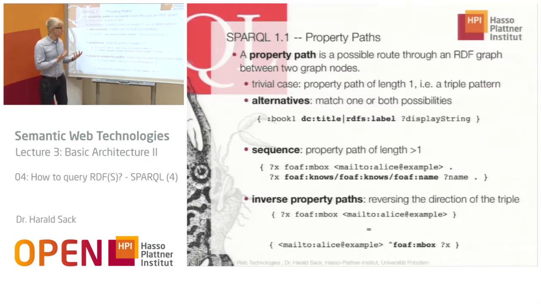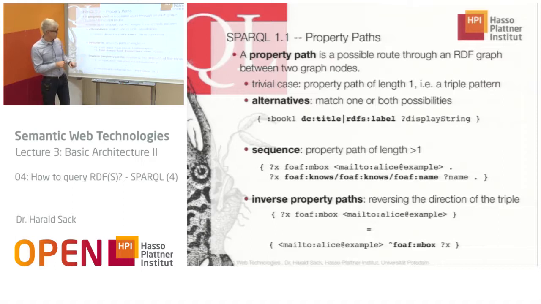So for example, you can define a graph pattern or a property path of different lengths. The trivial case is if the path length of the property paths you connect is only 1, then you have a trivial basic triple pattern. So this is nothing new. But on the other hand, you can define alternatives, so select things that fulfill either this or this condition in the graph. This can also, of course, be achieved with SPARQL 1.0.